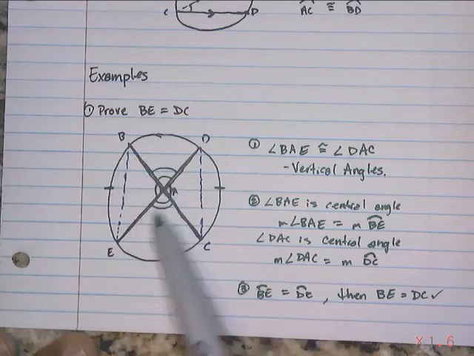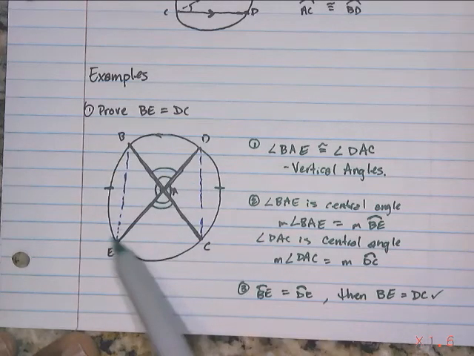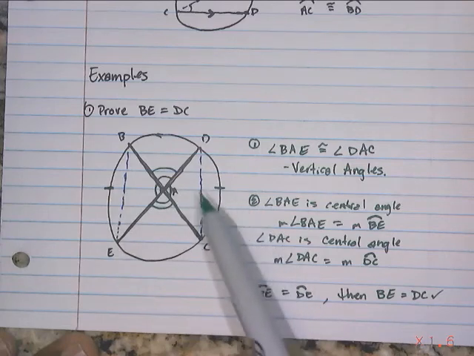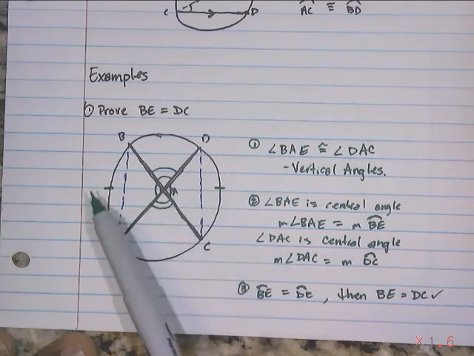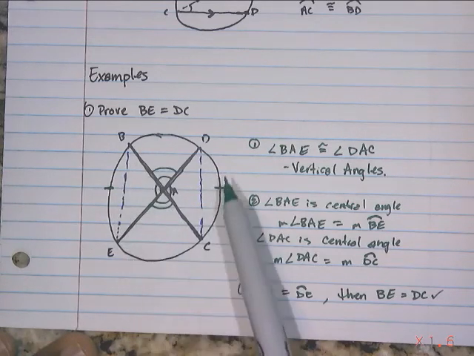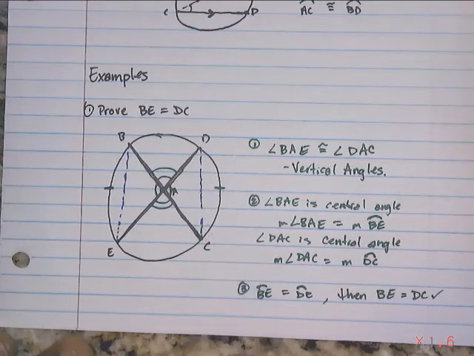Central angle BAE intercepts arc BE, and central angle DAC intercepts arc DC. So if I have congruent arcs, that means these chords must be congruent as well, by rule.